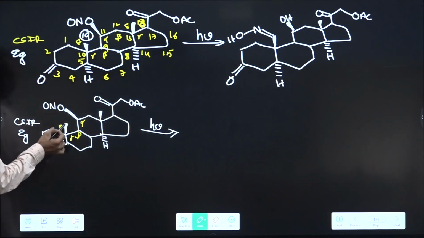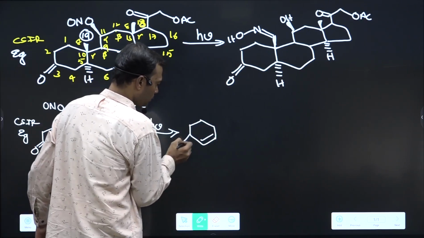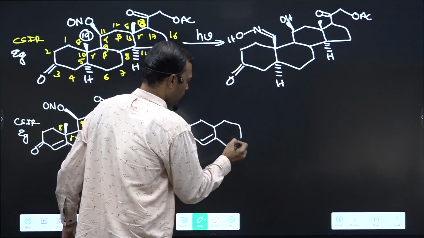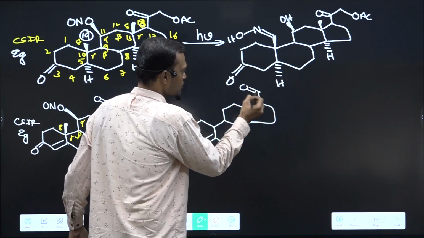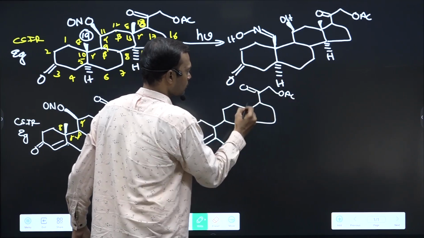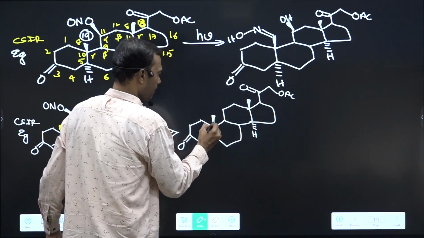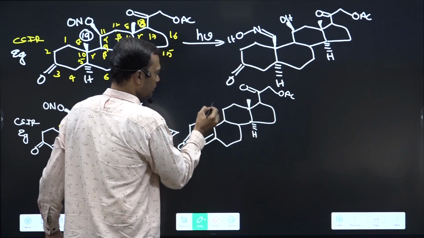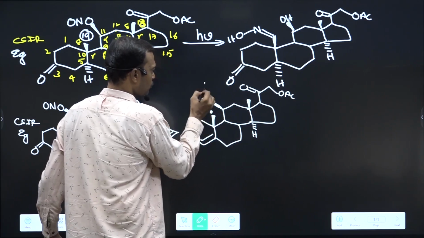So then here what will you get, radical or not? Once this hydrogen is transferred here, you will get a radical. So after getting the radical, here double bond O. This is double bond OAC. This is methyl, and here it is angular methyl. And here one radical. This is a thick line and there is a formation of OH.